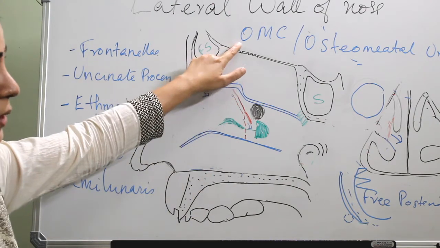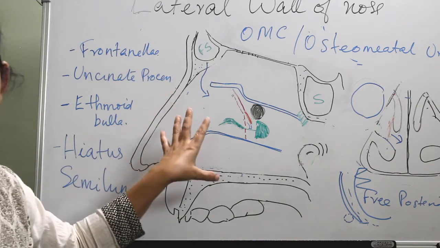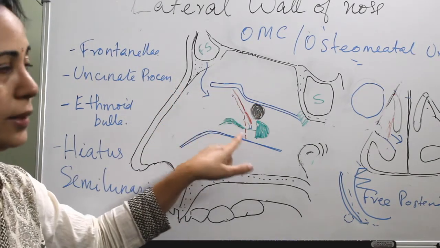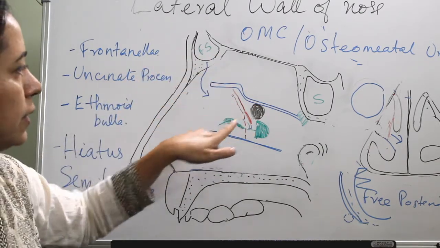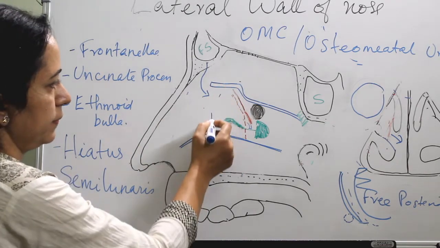So this OMC, the osteomeatal unit or complex, is a key area in functional endoscopic sinus surgery. It is an area in the middle meatus to which the frontal sinus, the maxillary sinus and the anterior ethmoidal sinuses drain.